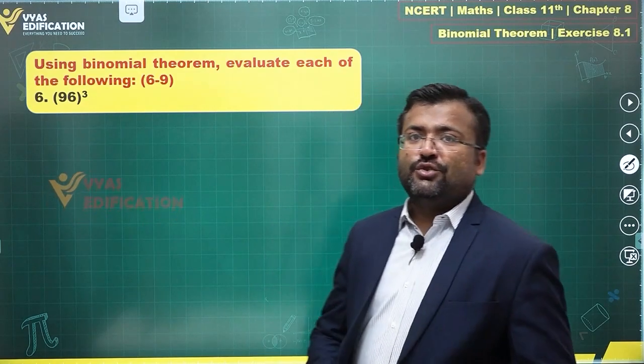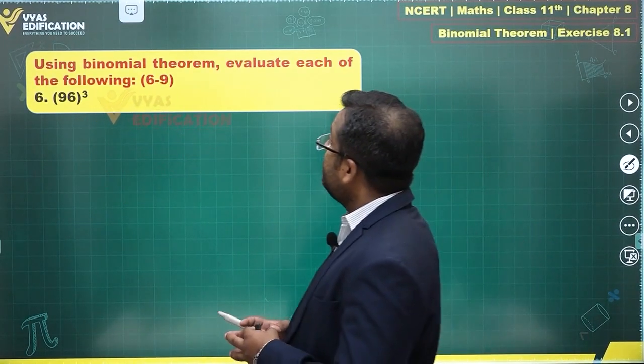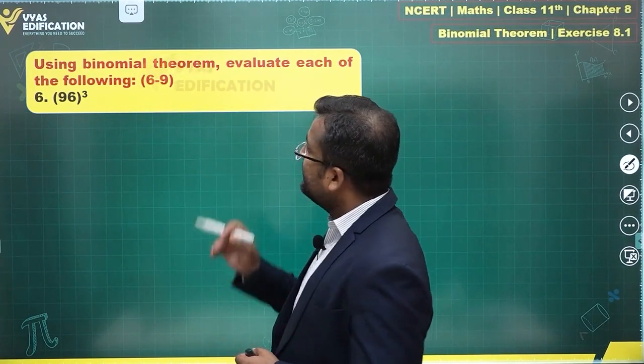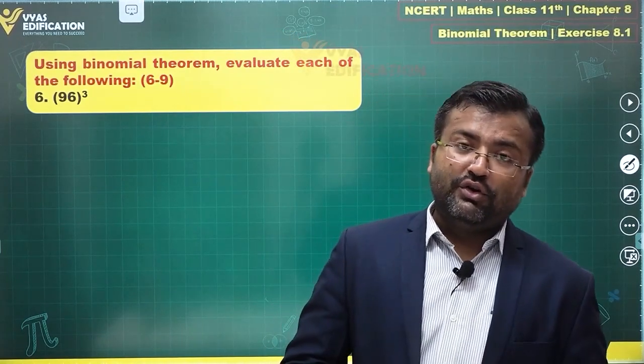Let's discuss this next question in front of us. We are asked a very interesting thing here. Using binomial theorem, we have to evaluate this, 96 power 3. Okay, and how do we go about doing this?